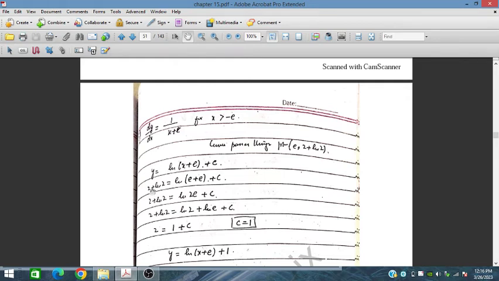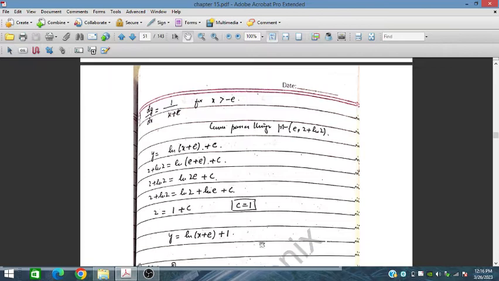So in place of y, 2 plus ln 2, and in place of x we will place e, ln(e plus e) plus c. So this is ln 2e, this is 2 plus ln 2. So this is ln 2 plus ln e, this is 1, ln 2 and ln 2 cancel out, so this is 2, and this is 1 plus c. So c is 1. So for this curve, in place of c we will write 1. So y is equal to ln(x plus e) plus 1.